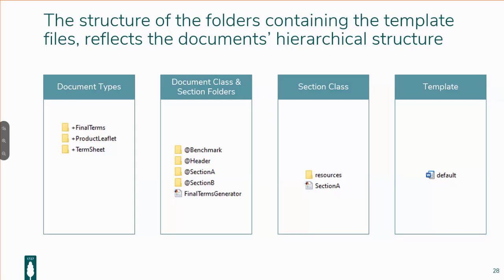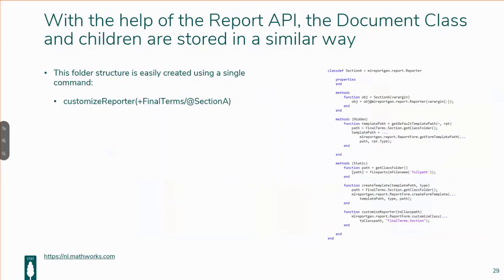So to dive a little deeper into how this actually looks, with the help of the Report API package we can very easily implement this. We can very easily create this folder structure using the customized reporter constructor. What it does is create the folder structure as we saw on the previous slide, and it provides us with the section class, which is illustrated with the code snippet on the right here. And this section class is a subclass of the MATLAB Report Generator reporter class.